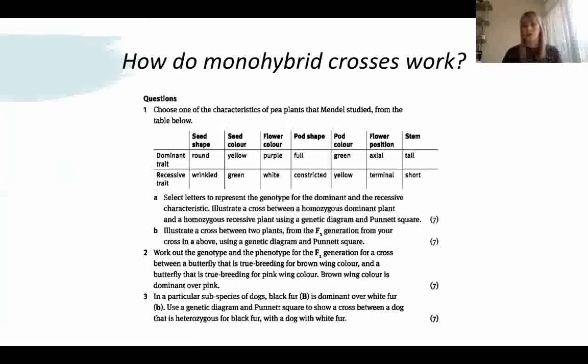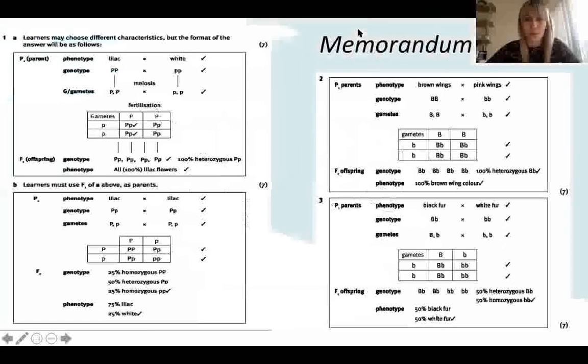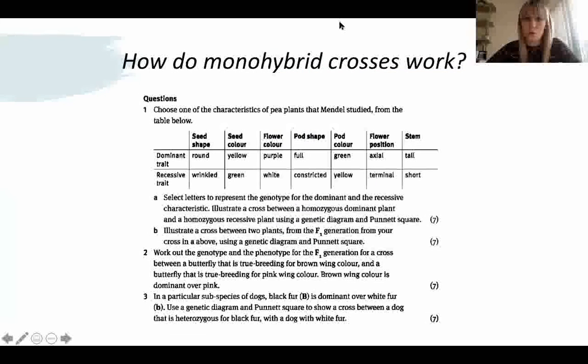Now we have a question. Let's quickly work out this question. You can see this comes from a textbook, and look at the mark allocations. 7 marks for question A. That is a lot of marks for very little work if you really look at it that way. So please make sure that you know what's going on.